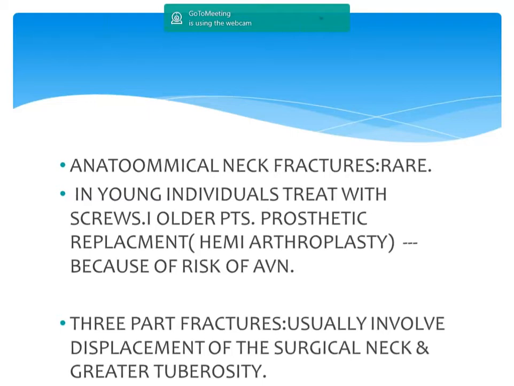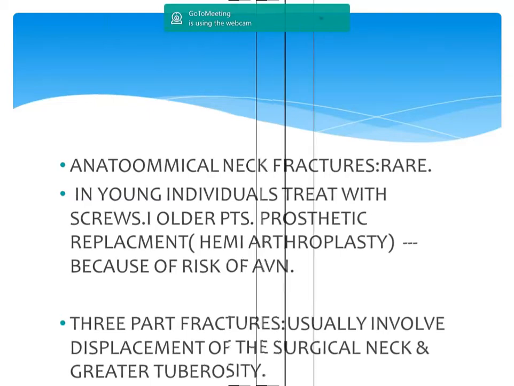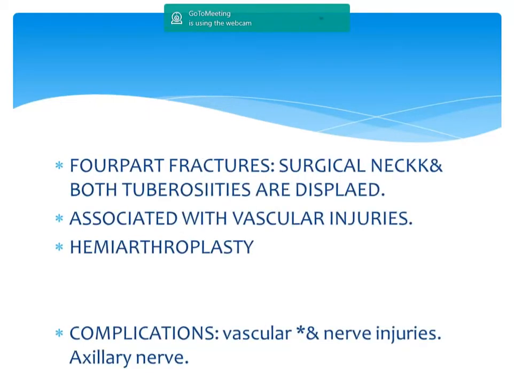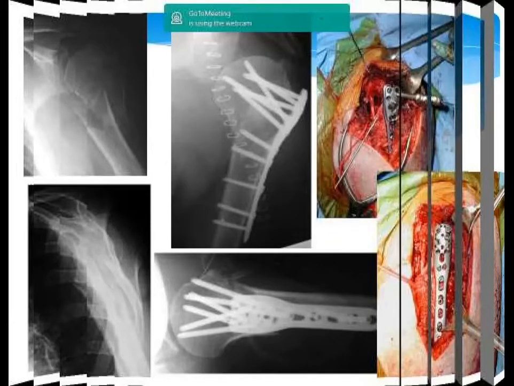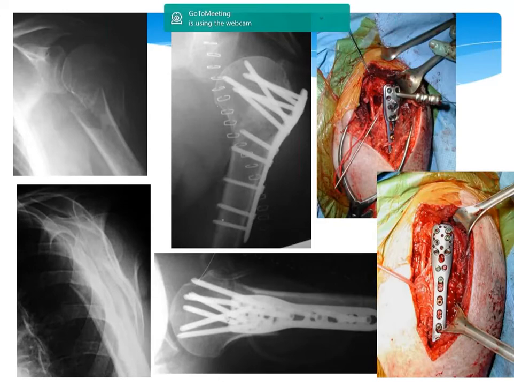So three-part fracture also we have to go for surgery again. And four-part fracture, no alternative. We have to go for surgery because all the fragments are displaced. So that is again hemiarthroplasty, Neer's prosthesis. And the complications include vascular and nerve injuries, especially the commonest nerve that is involved is the axillary nerve. Axillary nerve. Okay, axillary nerve. What is the supply of axillary nerve? What is the motor supply?